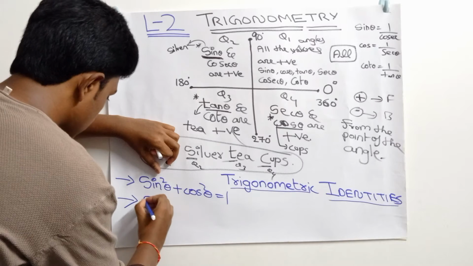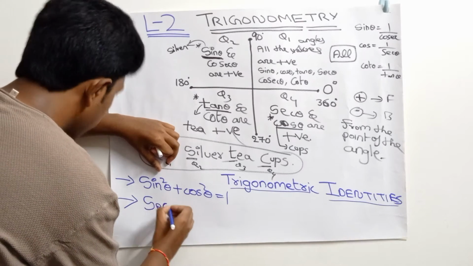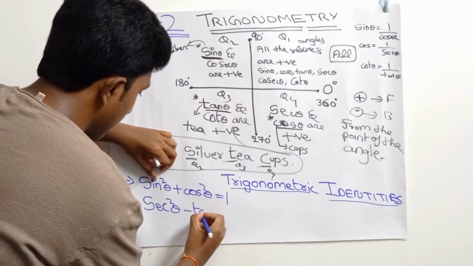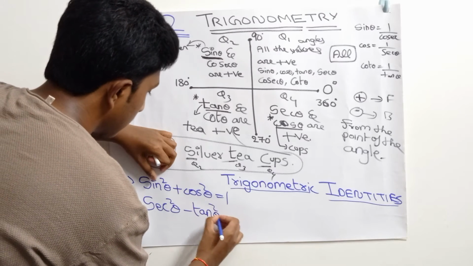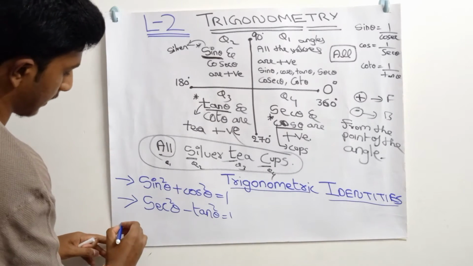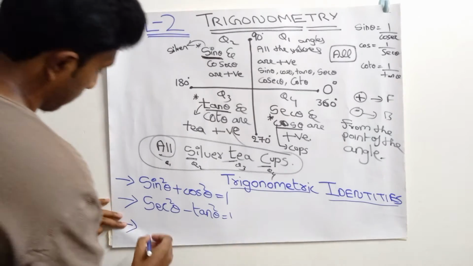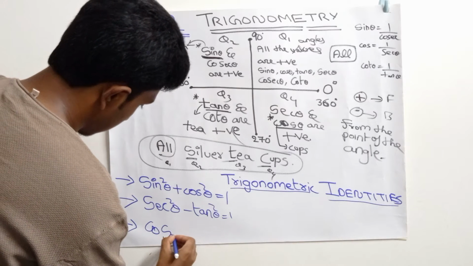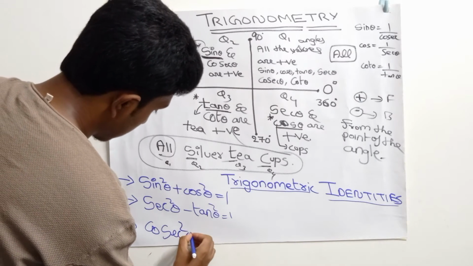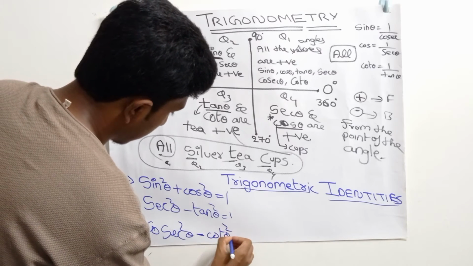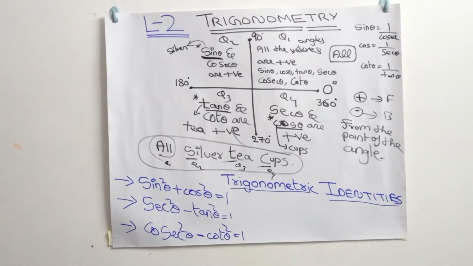The next one is secant square theta minus tan square theta is equals to 1. And the next one is cosecant square theta minus cot square theta is equals to 1.